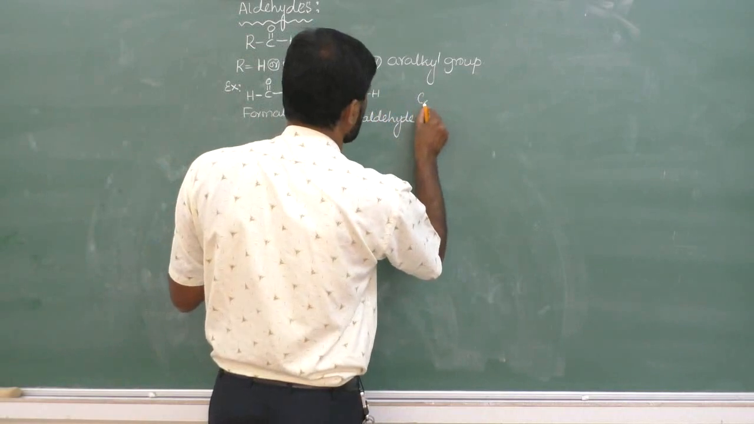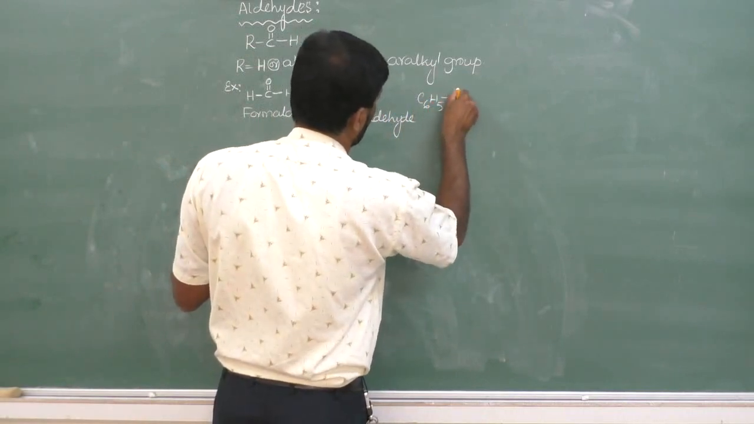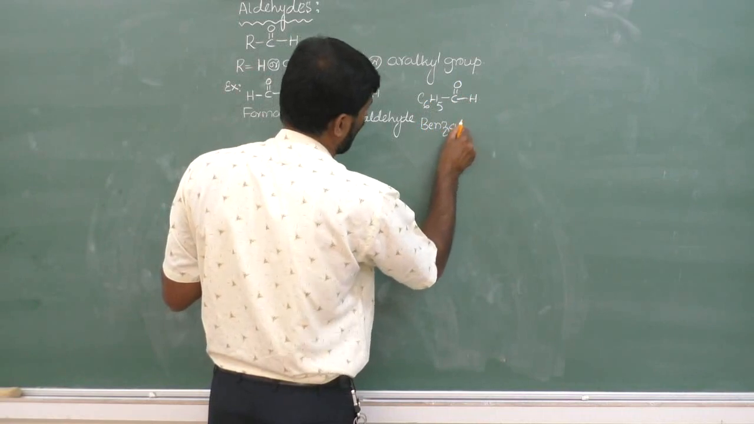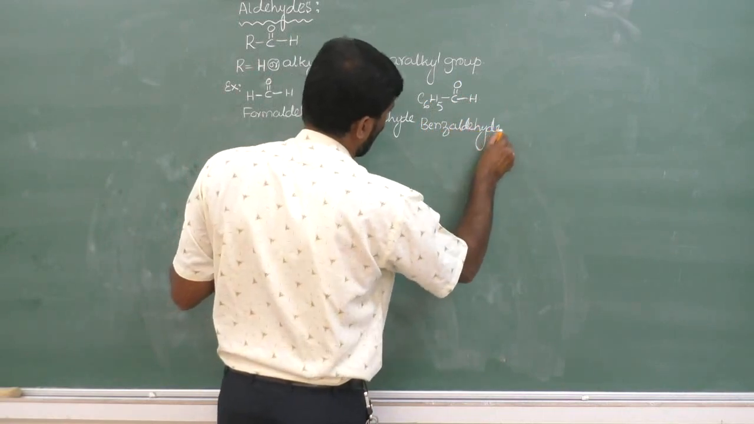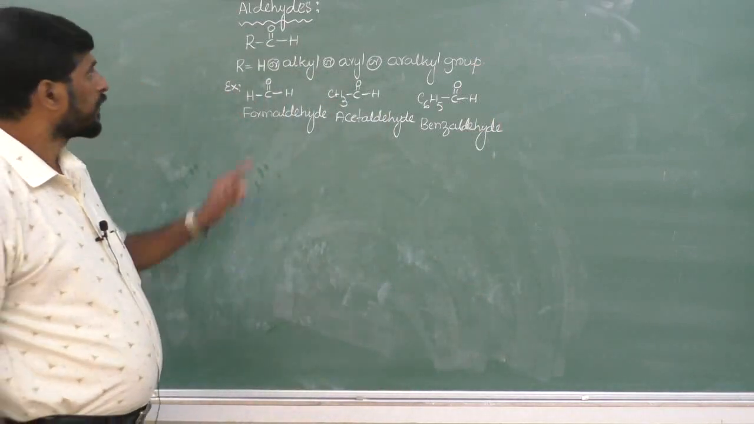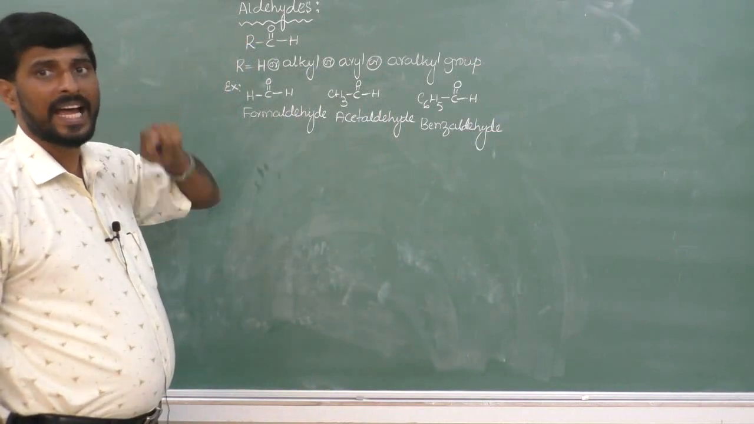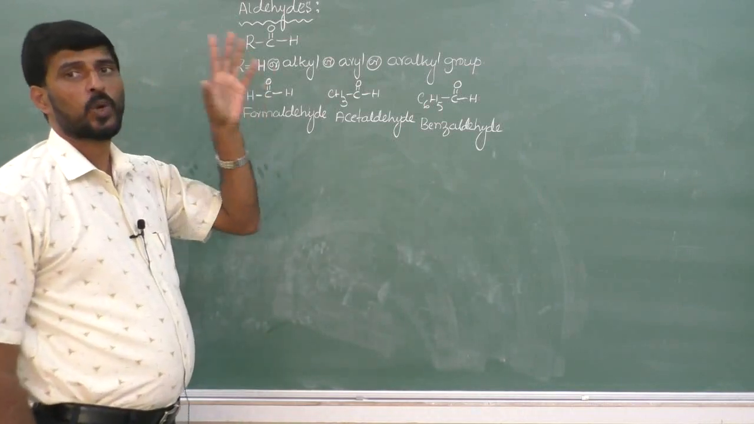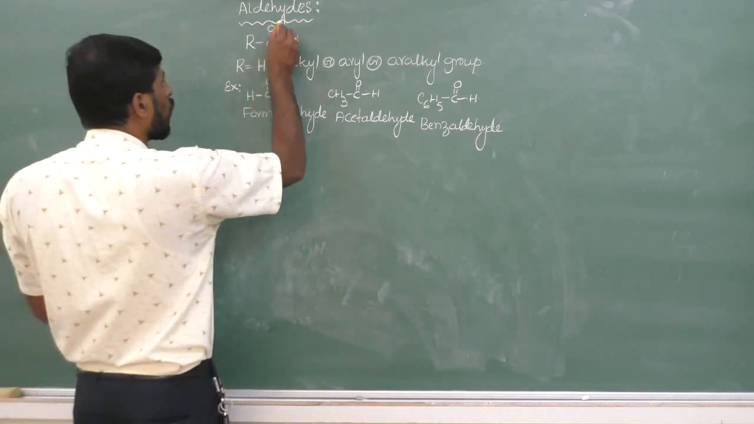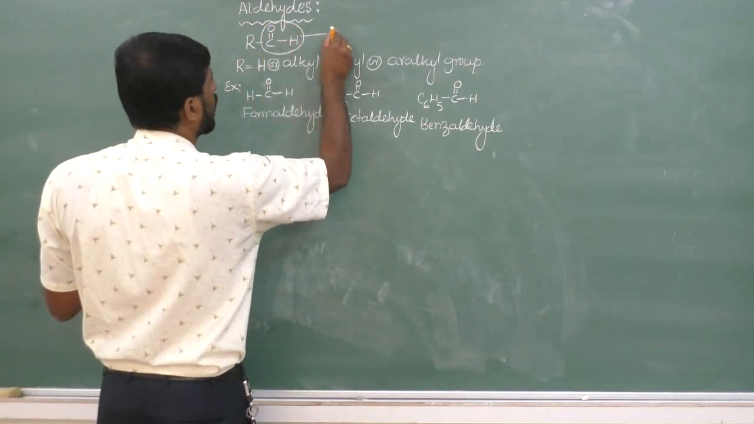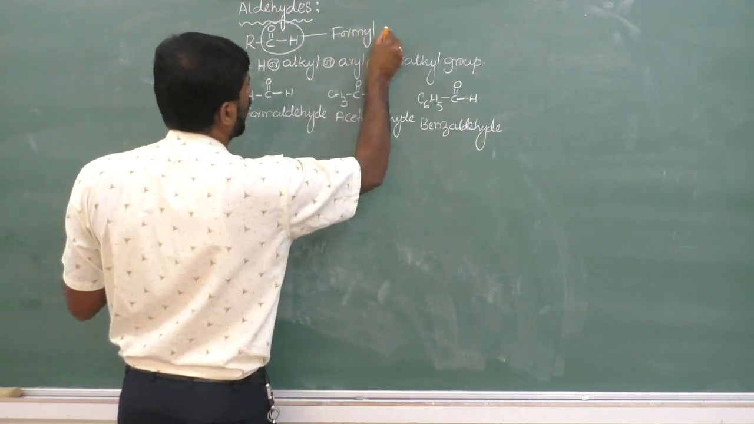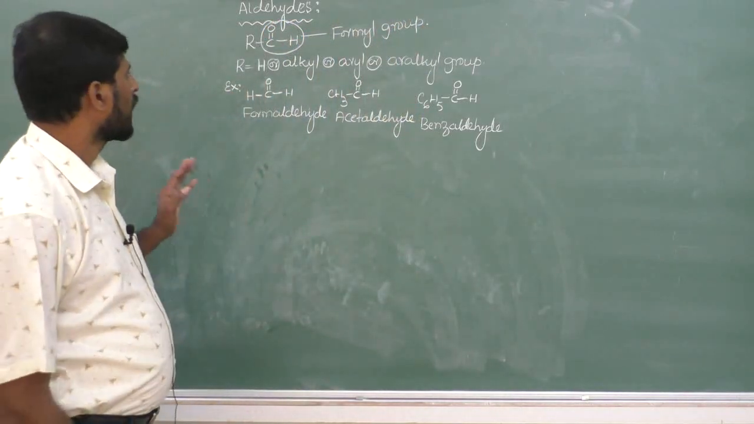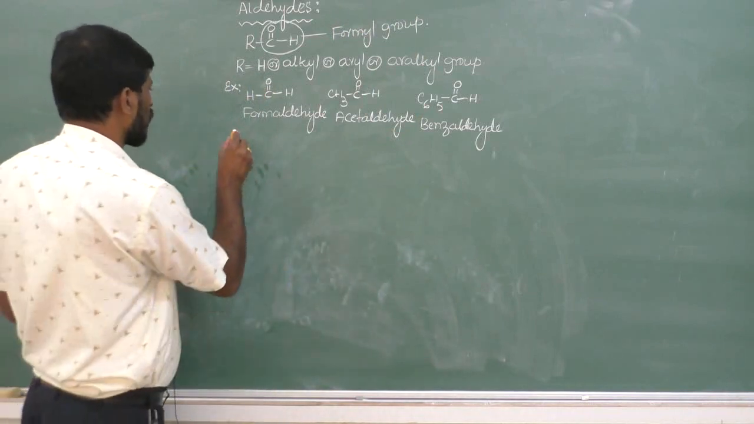If R is C6H5, then it is benzaldehyde. Suppose this aldehydic group is present as a substituent on the parent chain, whenever a principal functional group is present, then this group is known as the formyl group. Okay? Next, we will move on to ketones.